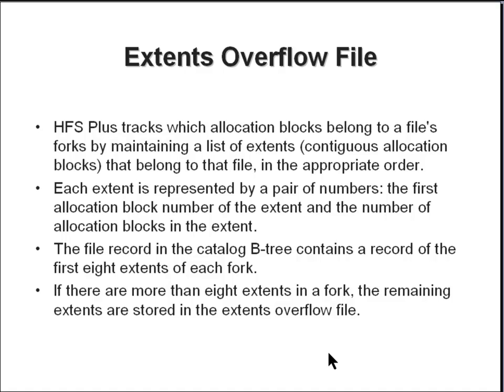Okay, the extents overflow file. Recall that HFS Plus tracks which allocation blocks belong to a file's fork by maintaining a list of extents, which are contiguous allocation blocks that belong to that file, and they are categorized in the appropriate order. So each extent again is represented by a pair of numbers, the first allocation block number of the extent and the number of allocation blocks within the extent. And so the file record in the catalog B tree contains a record of the first 8 extents of each fork. And if there are more than 8 extents in a fork, the remaining extents are stored in the extents overflow file.